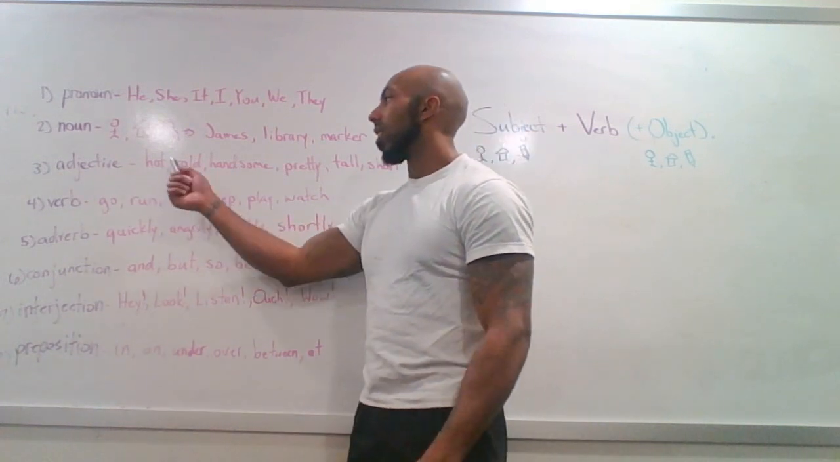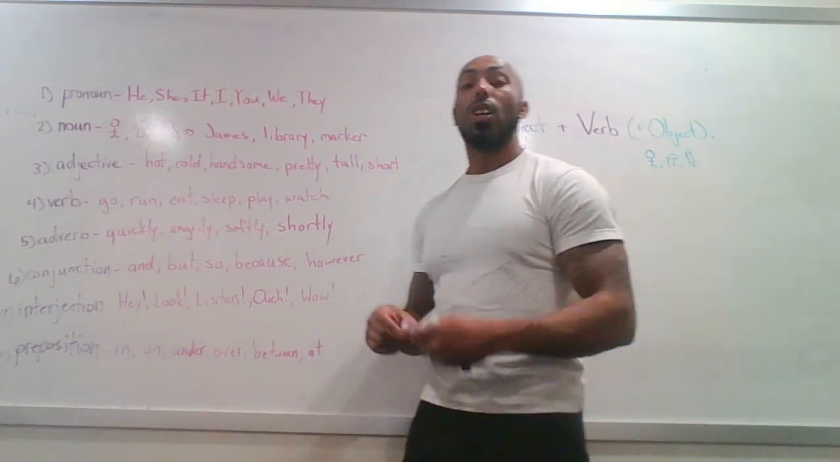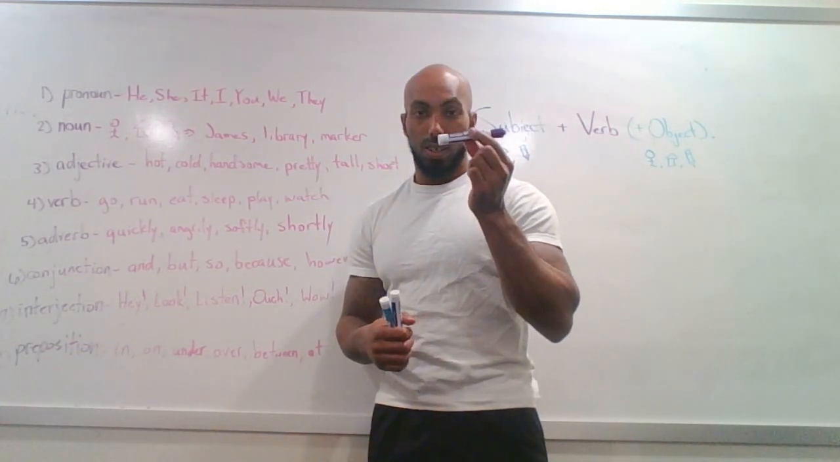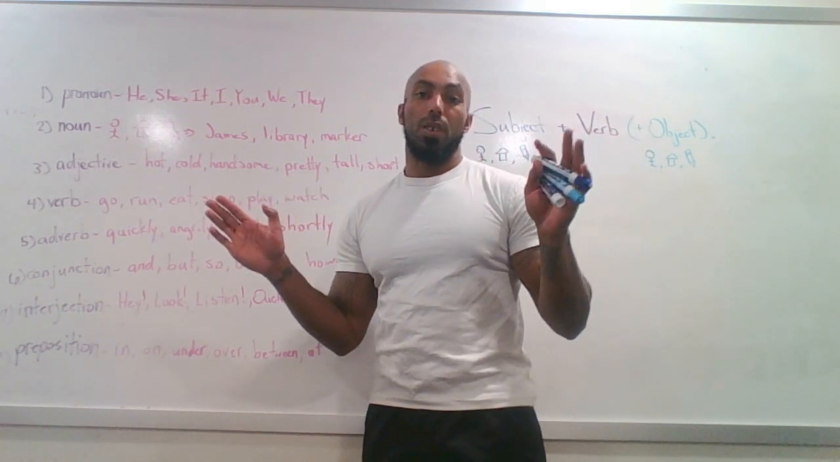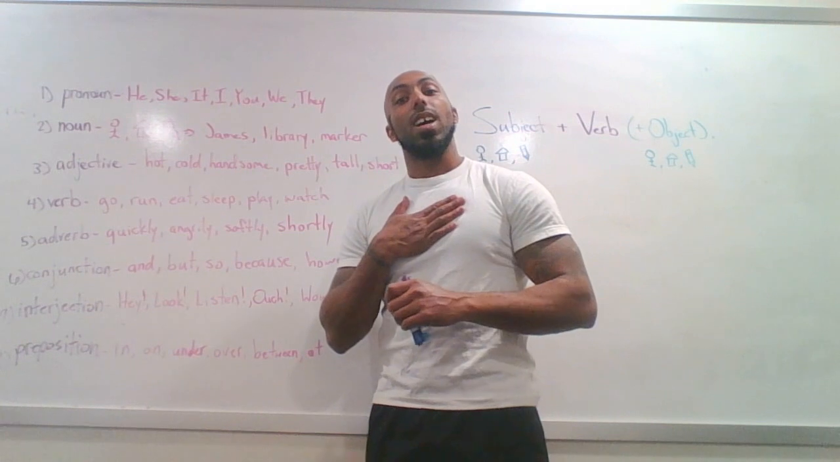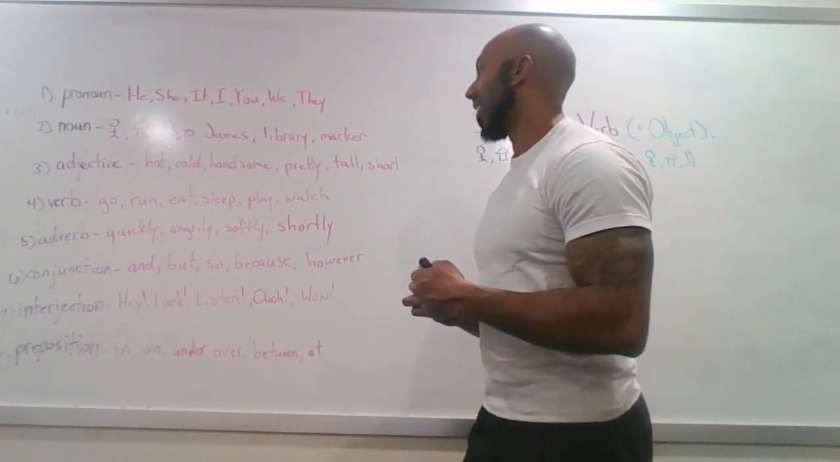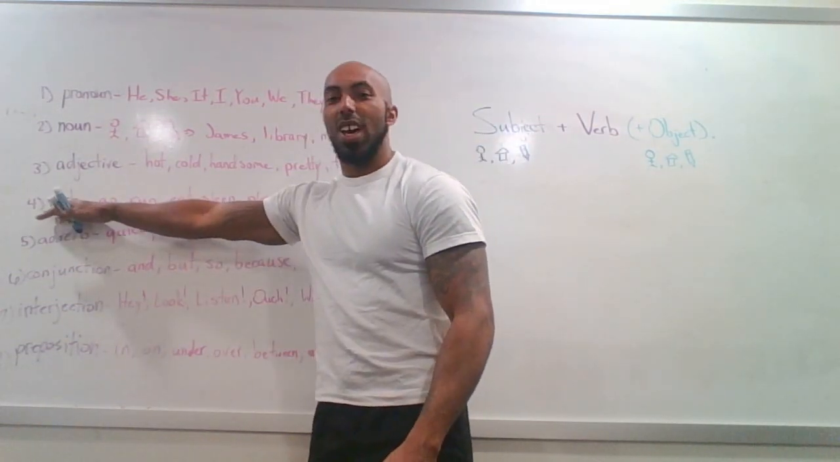So we have hot, cold, handsome, pretty, tall, short. Colors can also be adjectives. So this is a purple marker. This is a big library. I am a tall person. Actually, I'm not that tall, but that's not important. Okay, number 4, we have verbs.